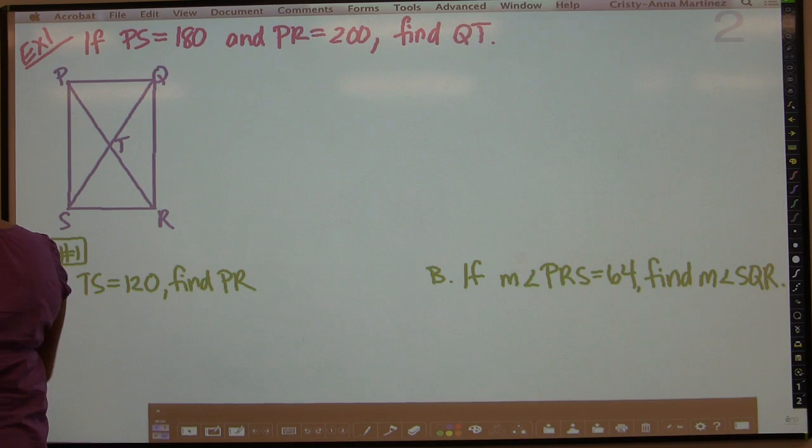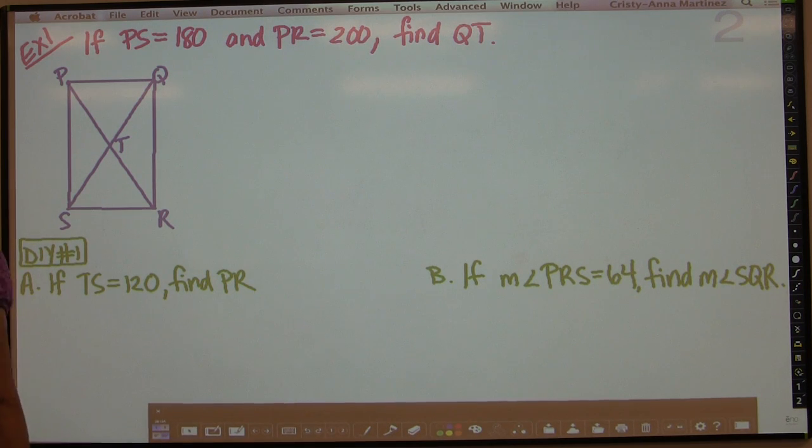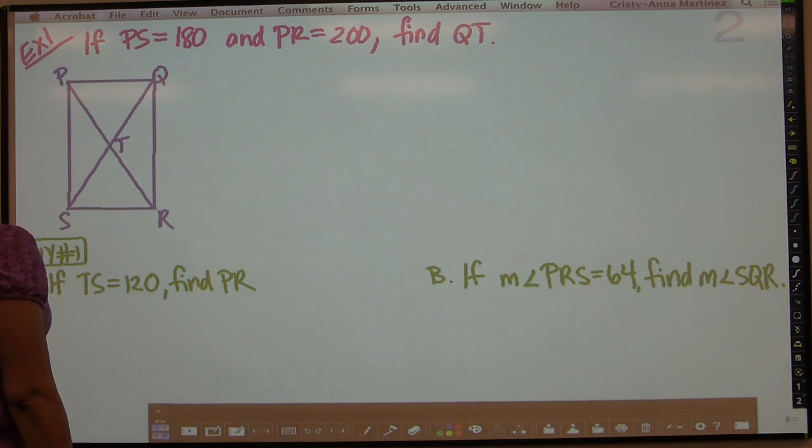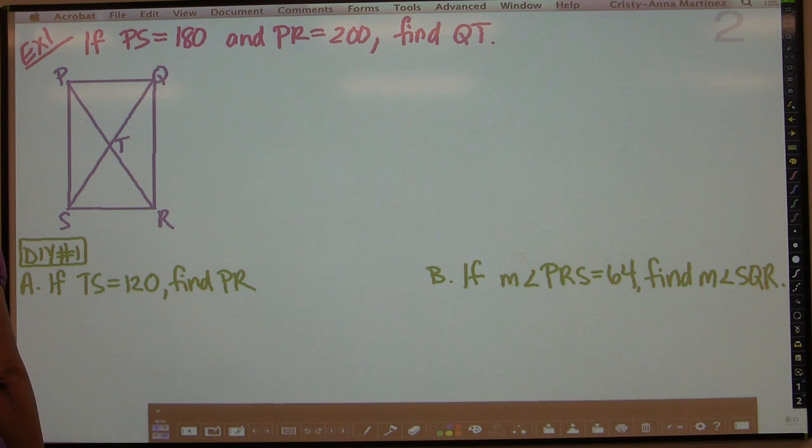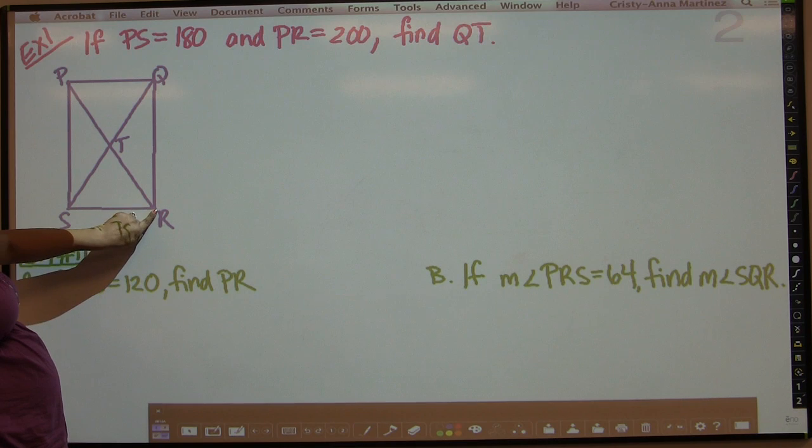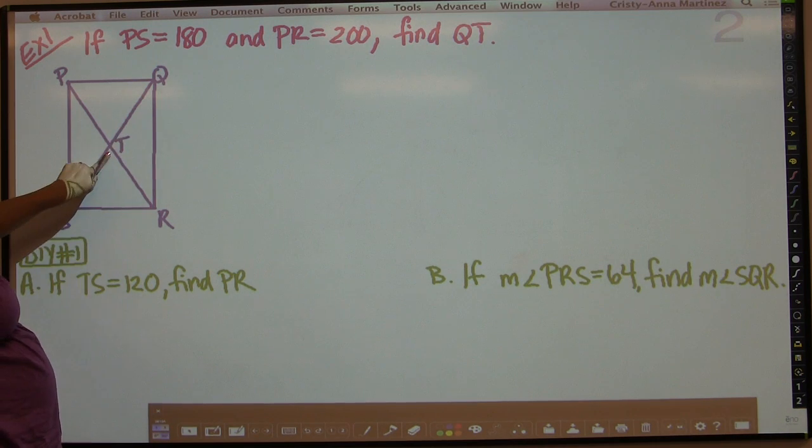Our first example has a whole storyline that goes with it, but in the interest of space, I didn't write it all down. Basically, in your book, it's a rectangular park, and it has two walking paths. So these are your walking paths here. And it says that if PS is 180 meters and PR is 200 meters, they want us to find QT. So PS is the side of the triangle here, 180. And PR, which is a diagonal, is 200. And they want us to find QT.